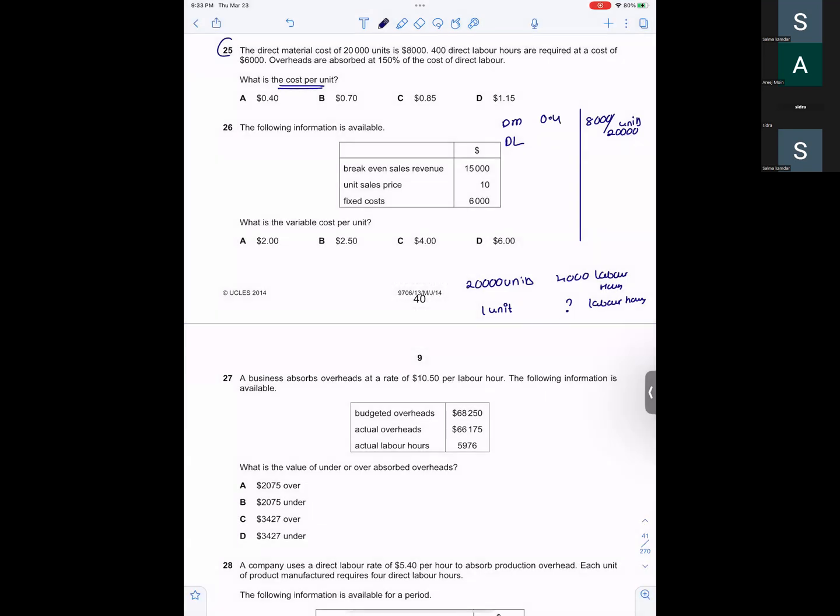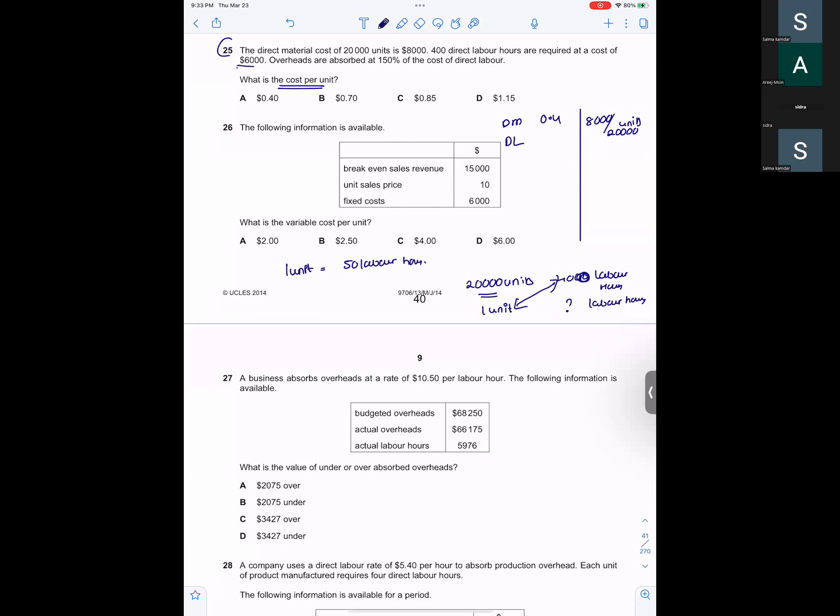Now direct labor. You're making 20,000 units, and to make 20,000 units you need 400 direct labor hours. So for 1 unit, you will need how many direct labor hours? Just cross multiply. 20,000 divided by 400, so for 1 unit, 50. You need 50 labor hours.